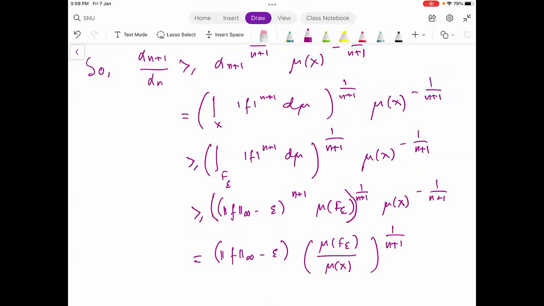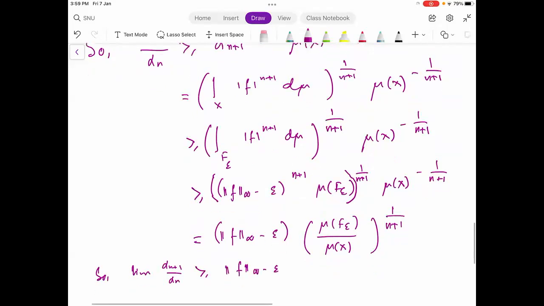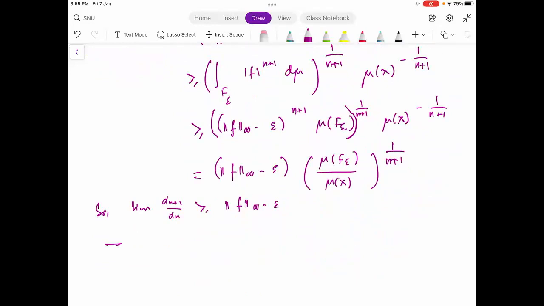Okay. Let n go to infinity now. So, limit. As n goes to infinity, this last quotient to the power 1 by n plus 1, as n goes to infinity, 1 by n plus 1 goes to 0. So the whole thing goes to 1. Since epsilon is arbitrary, we are done.